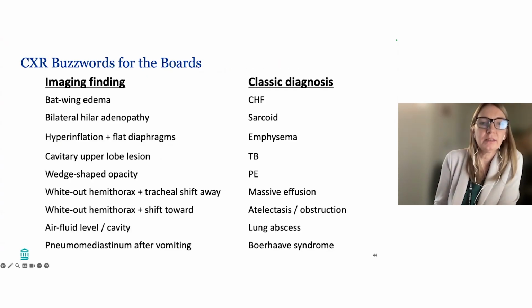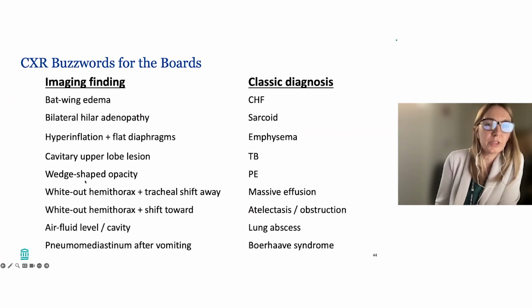So moving on and wrapping up with chest x-ray buzzwords for the boards. We've mentioned all of these before, but I just want to go over them one more time. The imaging of bat wing edema is suggestive of CHF. Bilateral hilar adenopathy, sarcoid. Hyperinflation and flat diaphragms, emphysema. Cavitary upper lobe lesions, TB, but there is a bigger differential.